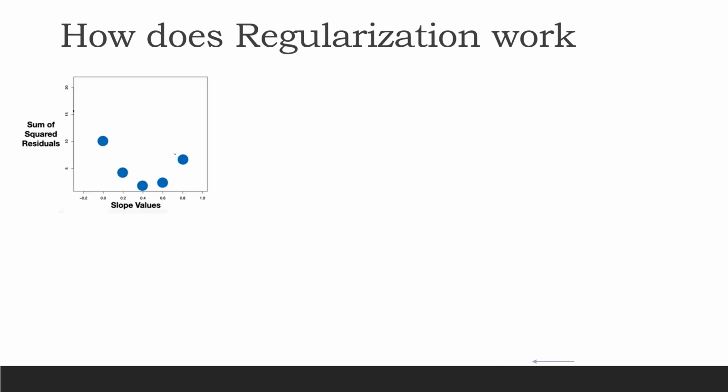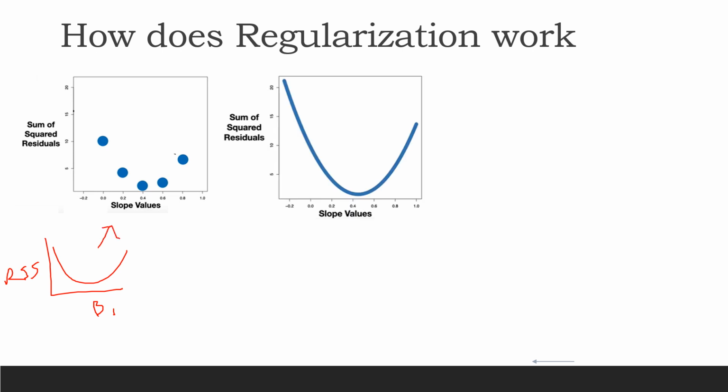So now how does it work? This will be a graphical intuition of how things move. Initially we saw that this is the sum of squared errors and these are slope values. For a simple linear equation, say beta 1 was the slope value and this was the RSS function. We saw that this was a quadratic function. The slope value is beta 1 in a simple linear regression. For the sake of understanding, we are just thinking about beta 1 and not the other coefficients.